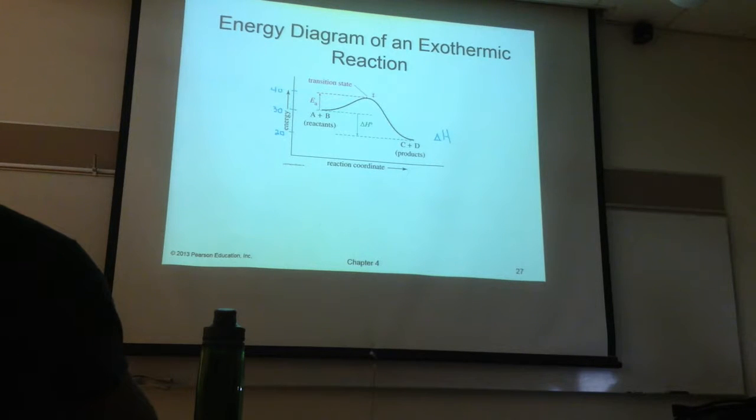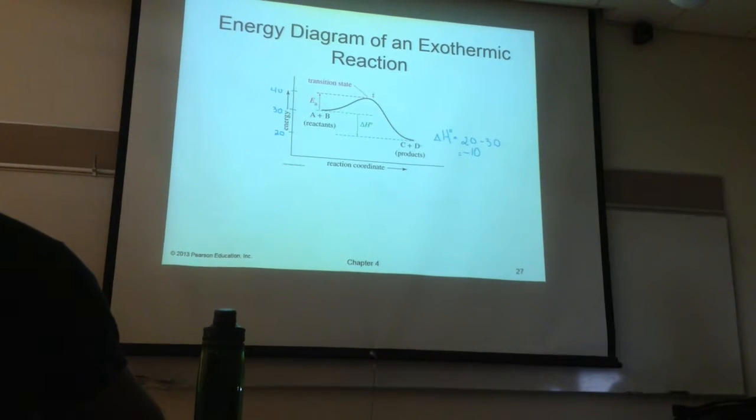Back to what you know. Back to what you know, what would you do? Delta H of products, everybody? Delta H of products, so this is going to be 20 minus the delta H of reactants. This is going to be 30, so the delta H here is going to be negative 10, which is a negative value, and that's why this is called exothermic.